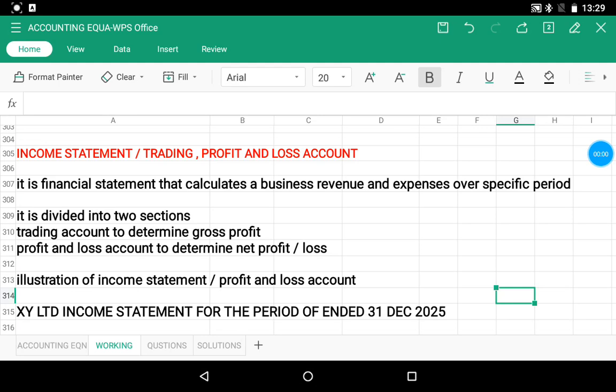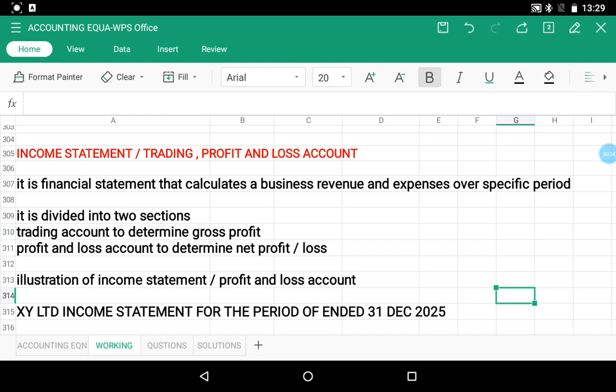Once again, welcome. Last time we talked about the trading account, and we saw we can get gross profit out of it. The trading account focuses on getting gross profit or gross loss. But today, we want to know the income statement, or trading profit and loss account.